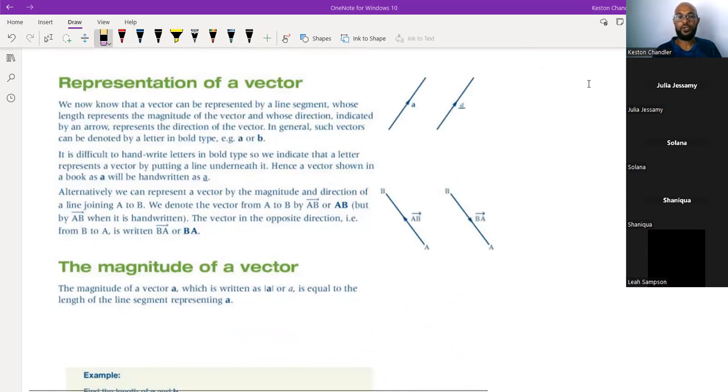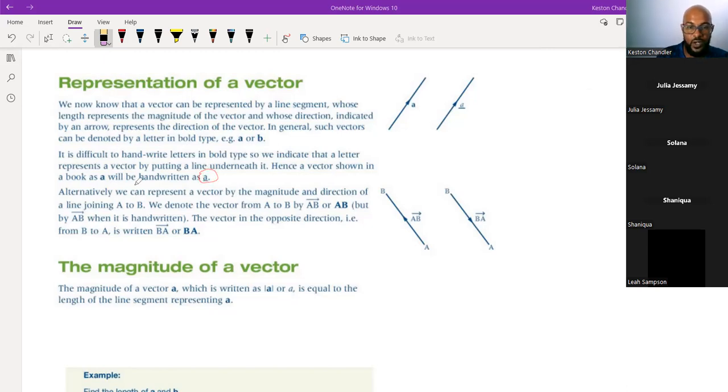So we're moving on. Representation of vectors. Usually in mathematics, we represent vectors by line segments. The length of the line usually tells us the magnitude of the vector, and the direction is indicated by the arrow, right? Generally, vectors are denoted by a letter, usually a bold letter. Because we can't write a bold letter in our notebooks, we'd usually just write it with a little line underneath it, as they have shown here.